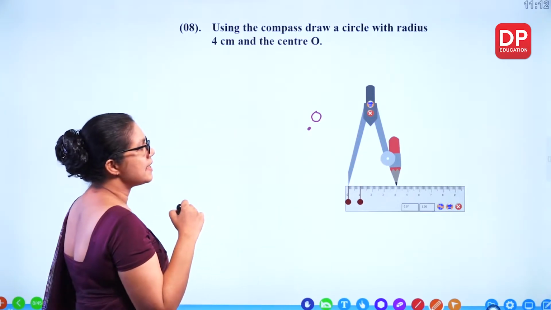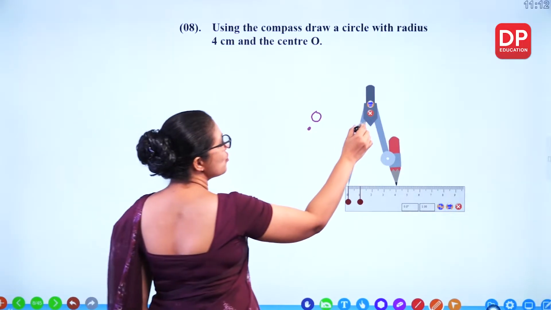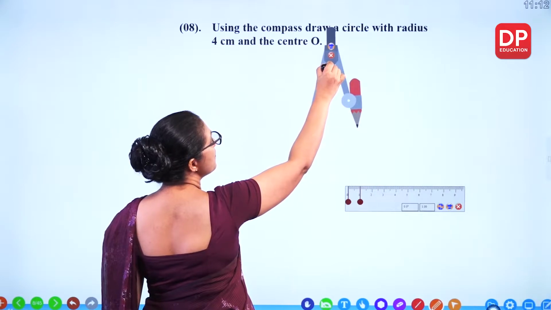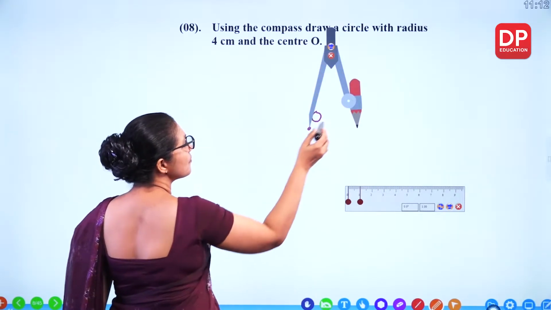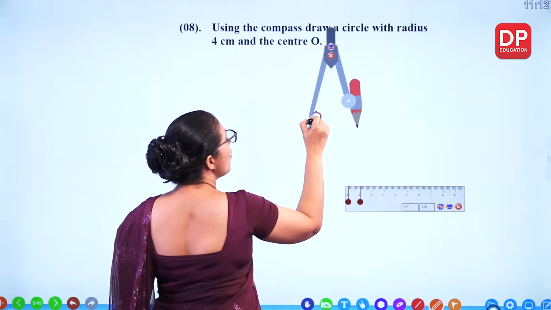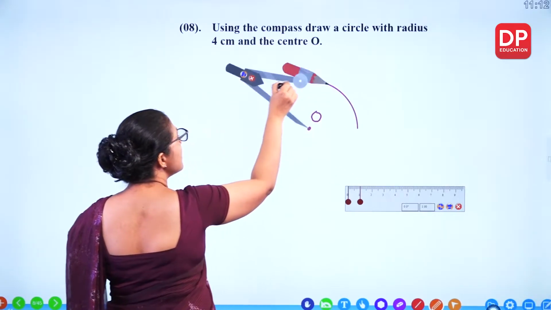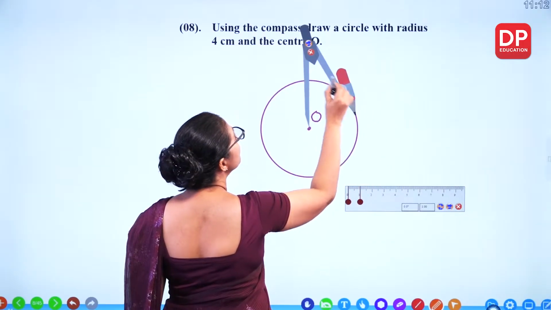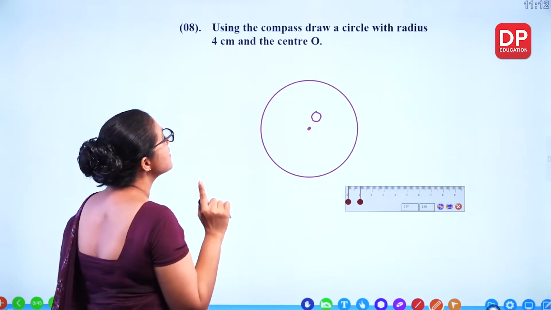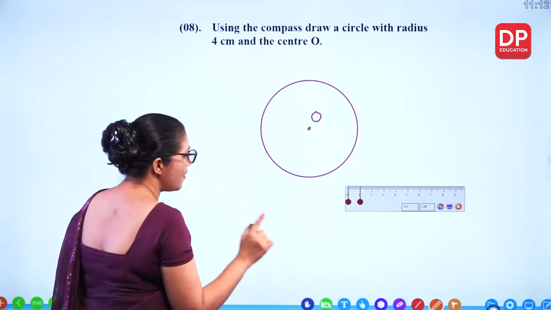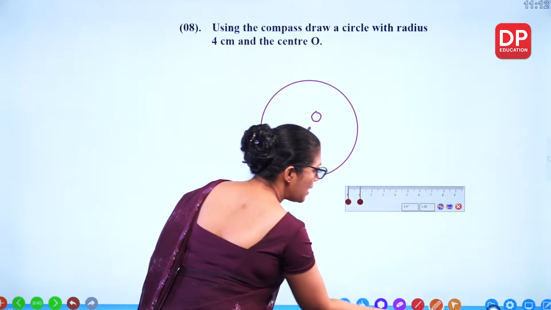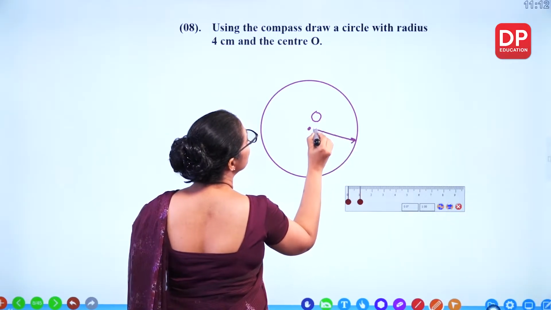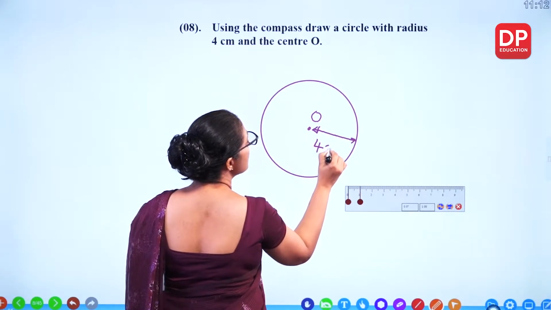So 4 centimeter length. Then what you do? You take the compass, keep on top of the center O. And you can hold it here and then draw the circle. So that's the circle with radius 4 centimeters. So here to here, 4 centimeters.